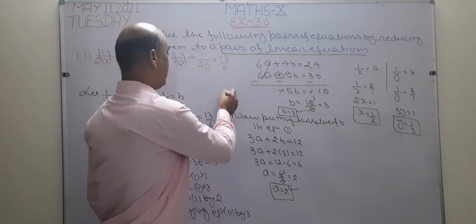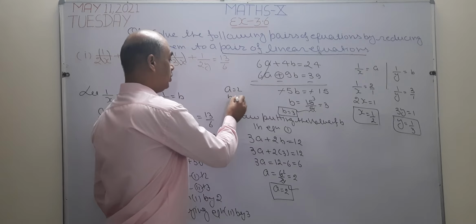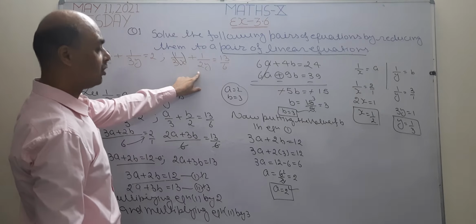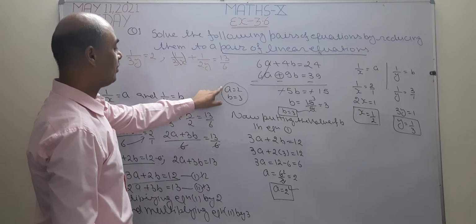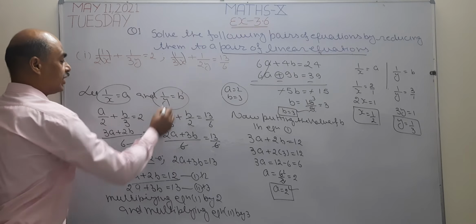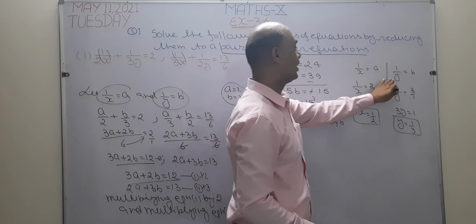Now I will go to the value of a. a becomes 2 and b equal to 3. But in this question, we have to find the value of x, okay? Not the value of a and b. So I am going to substitute this value in these two terms. So I write here 1 by x equal to a, 1 by y equal to b.